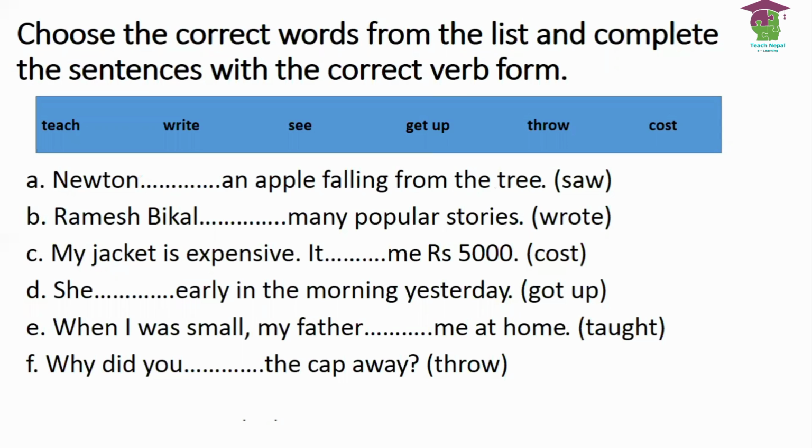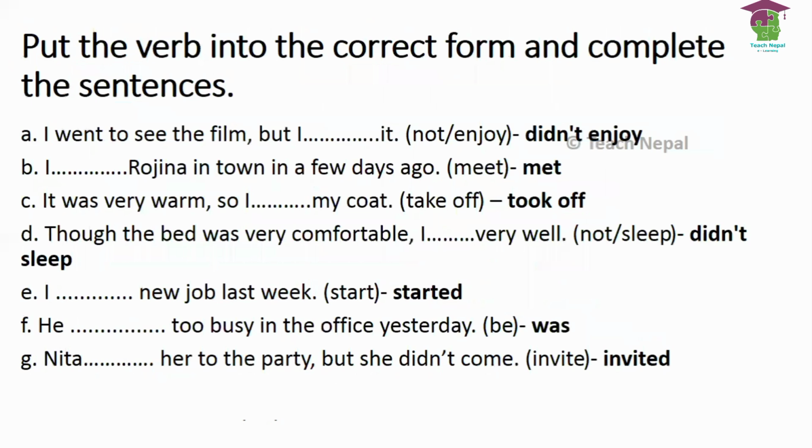For example, number A, Newton saw an apple. Saw is suitable, apple falling from the tree. Number B, Ramesh Bikal wrote many popular stories. In this way हामीले choose गर्नु पर्ने हुन्छ. Number C, my jacket is expensive, it cost me, right? In this way. So she did it early in the morning. She got up. When I was small, my father taught me at home. Why did you throw away? हामीले threw लेख्नु भएन because there is did already in the auxiliary form.